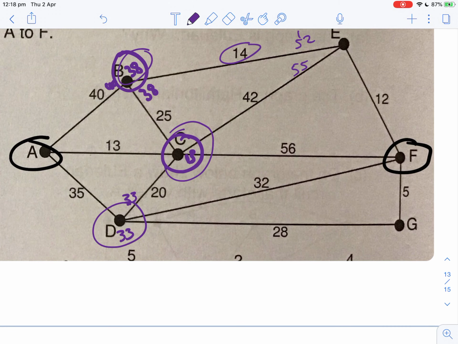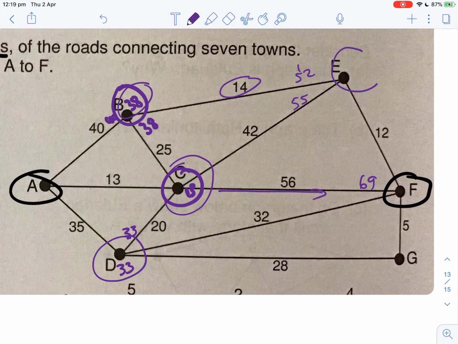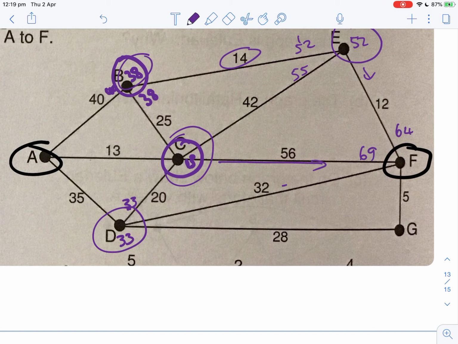Going from C along this way here, so I'm adding the 56, so 3 and 5 is 9, 3 and 6 is 9, and the 5 and the 1 gives me a 6, so I've got 69 if I travel in that direction. E, as I say, was 52, so if I was travelling in this direction, 52 plus my 12, 2 and 2 is 4, 5 and 1 is 6, so I've got 64 if I came in that direction. Still need to check this one. So 33 from D plus my 32 would give me 65 if I travelled in this direction.